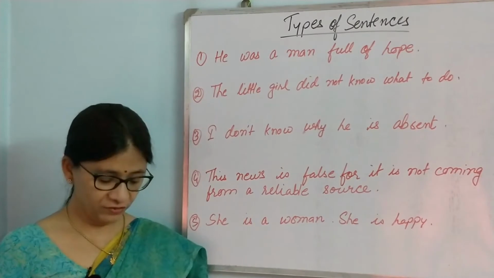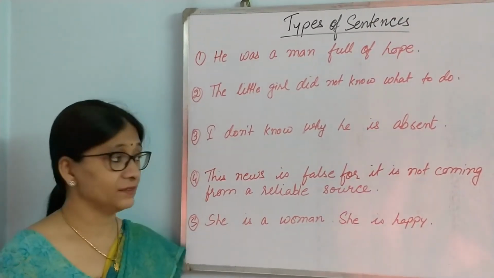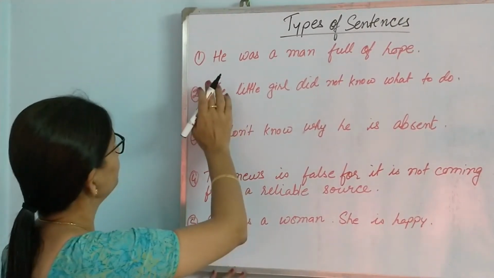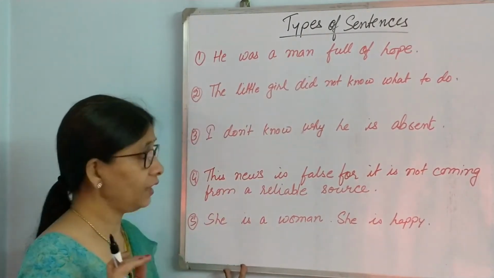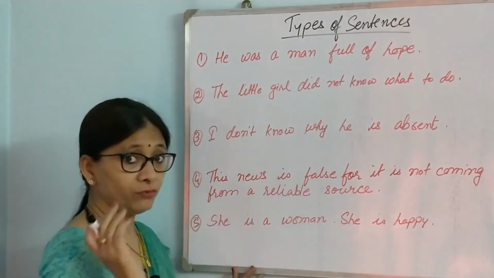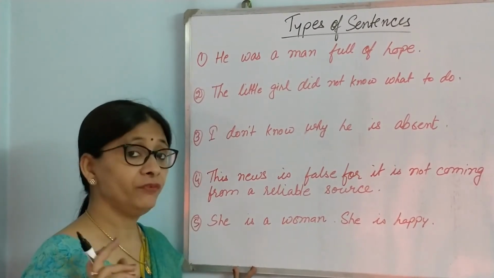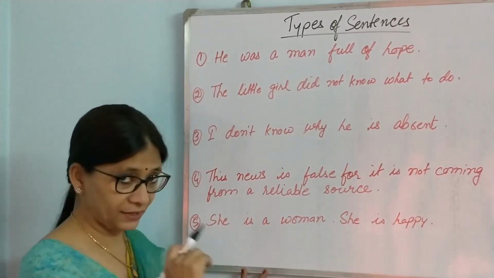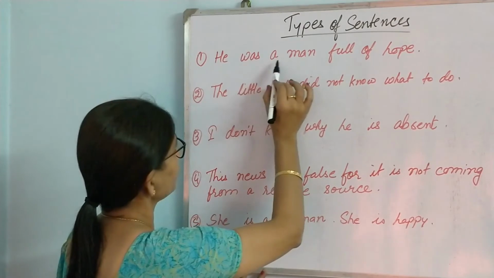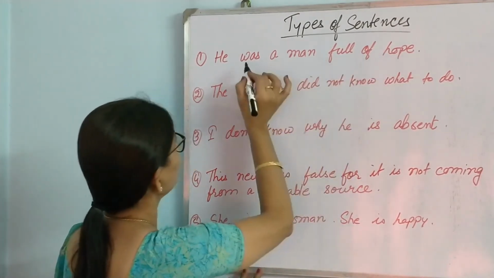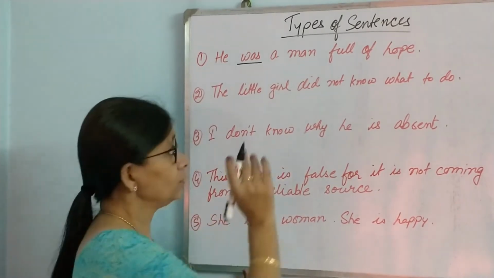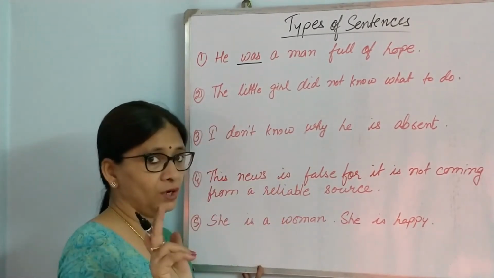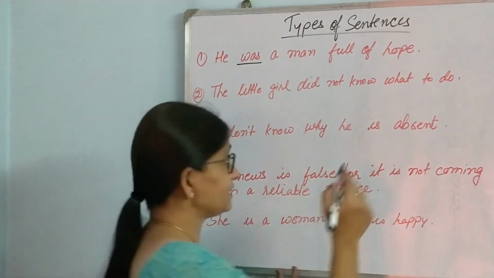Yes, students. Now we shall see the types of sentences. So let us start with one. He was a man full of hope. So the first thing, we have to locate the verbs. Let us do that. He was a man full of hope. So was is the only verb here. So the sentence has just one verb.